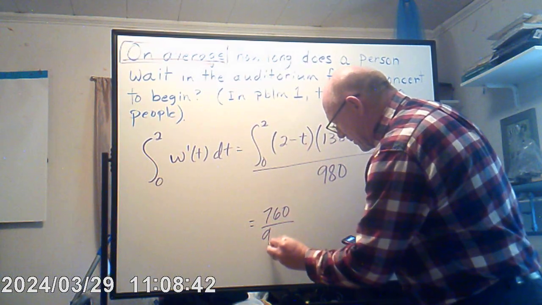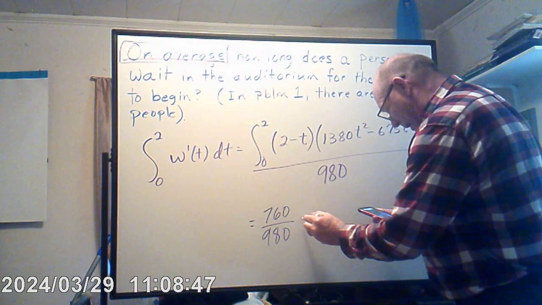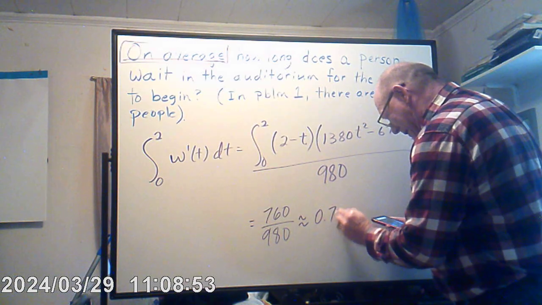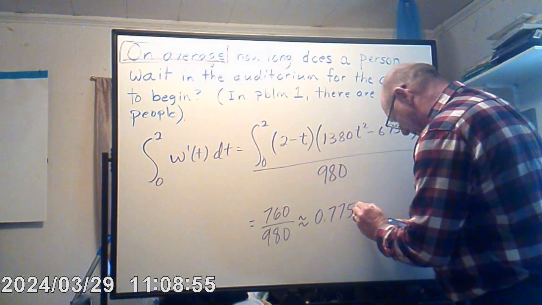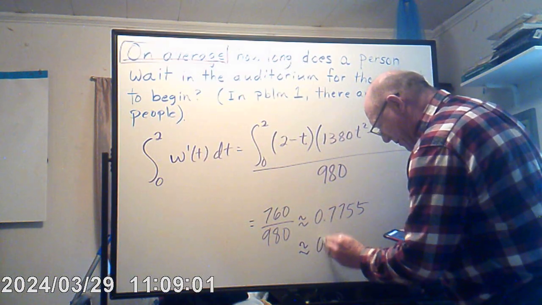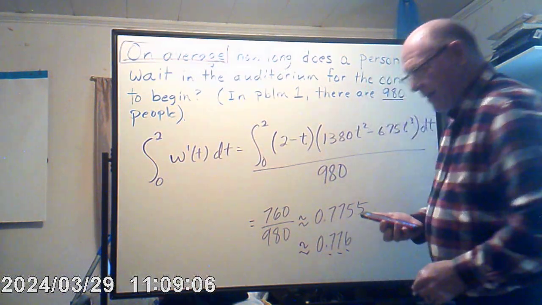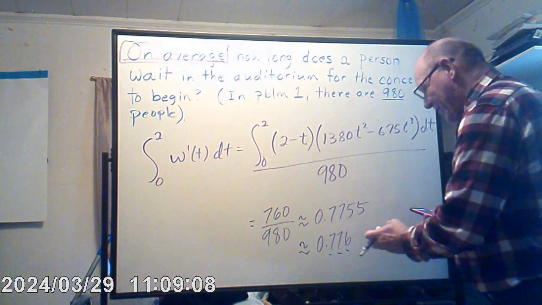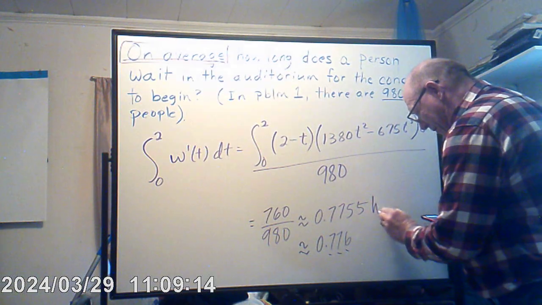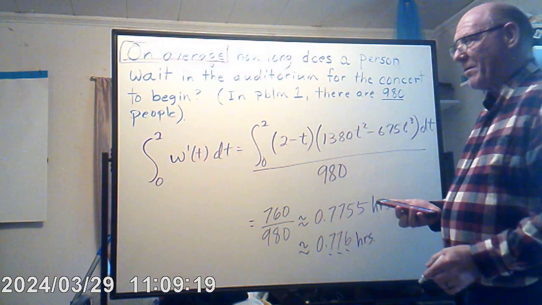The denominator, of course, is 980. That's the number of total people there. And then when you do that, you get something about 0.7755, or if you want to, about 0.776. Remember, you've got to go at least 3 decimal places. If you go more than that, you're fine, but you can't go less than that. And of course, the units are hours. That's what you have to remember, on average.